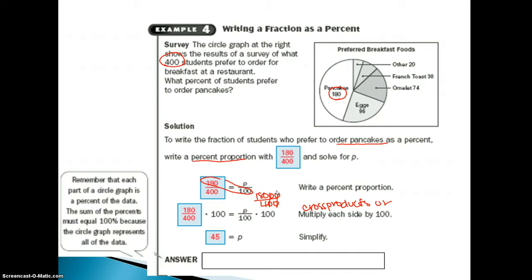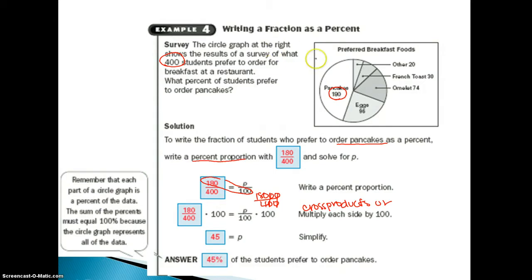So 45% prefer to order pancakes. So this is 45%. You could do this for each type of breakfast food. So for eggs, it was 96 over 400, set equal to P over 100 to find the percent. And once you get all the percentages, that should equal 100% because the circle graph represents all of the data.